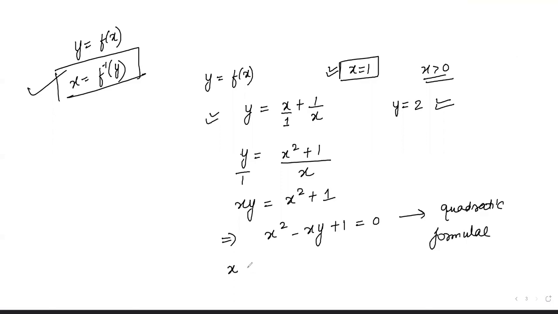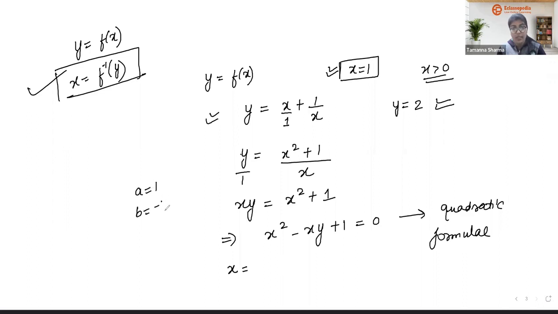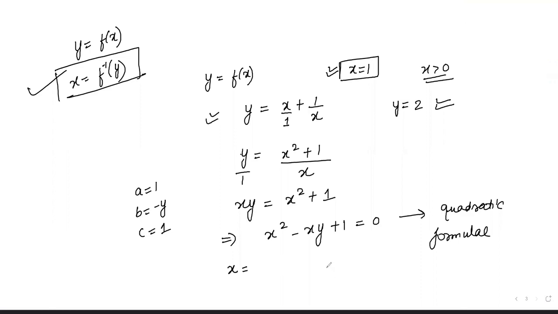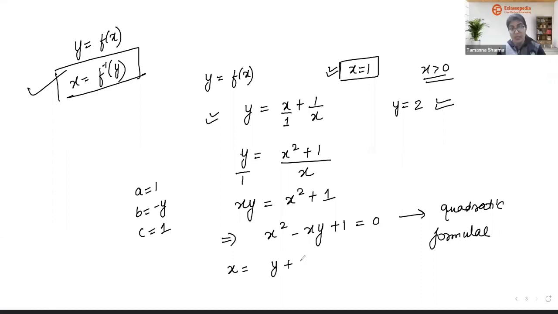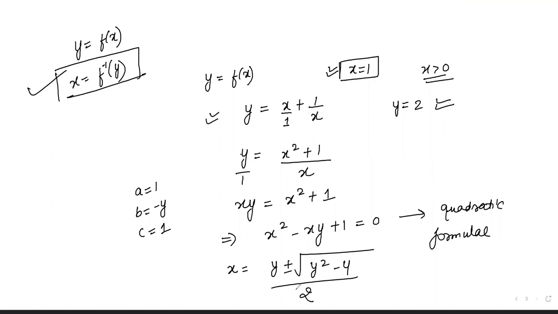Would completing the square also work? Yeah, you can do it. How can you find the value of x using completing the square? You would bracket x minus y over 2. Wait, then it's a perfect square. Then how will you do it? Because you have to find the value of x, I can write a is 1, b is minus y, c is 1. So x equals minus b plus or minus square root of b square minus 4, divided by 2. So now tell me, does its inverse exist or not?